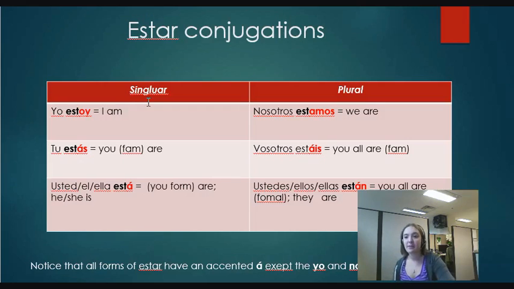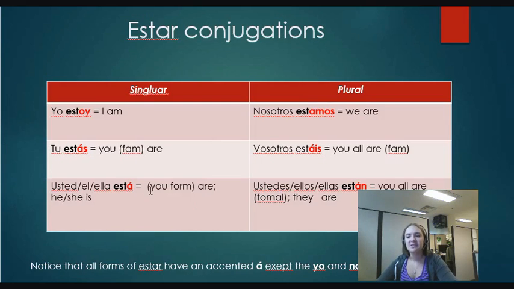If I want to say you're happy, I'm going to change the end of my verb estar into an AS. And look what you got on top of the A here, a little accent mark. I have a note at the bottom of the page. Notice that all forms of estar have an accented A except the yo and nosotros forms. So that top line, those are the only ones that don't have accents on them. So if I want to say to my friend, oh, you're cold, aren't you? I might say, tú estás. Or instead of cold, I might say, oh, you're sad. Estás triste.